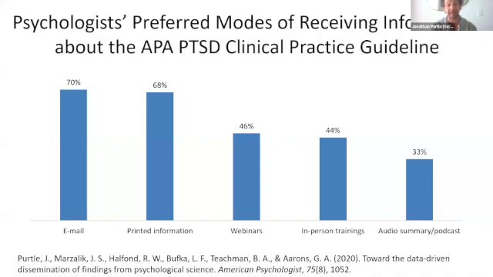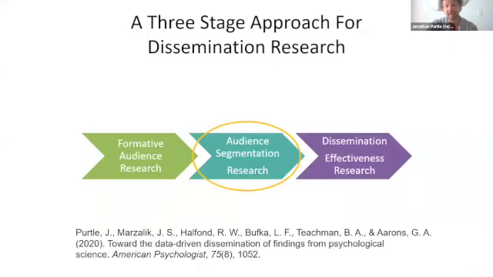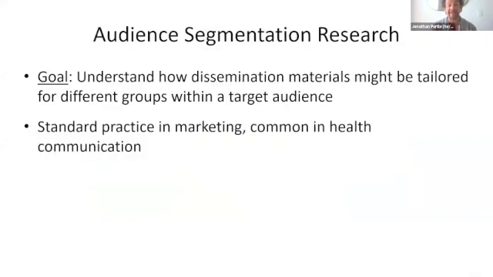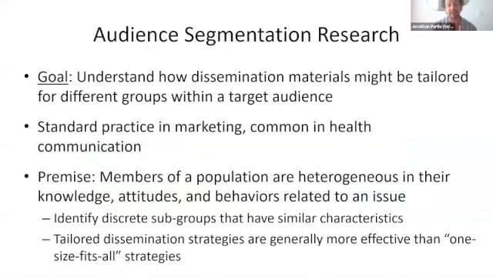And you just see this breakout, again, information that may inform dissemination activities. So audience segmentation research. This is very standard practice in marketing and advertising and in health communication. The general premise being, there's this population you want to disseminate to about something, and there's probably a good bit of heterogeneity in that larger population in terms of knowledge and attitudes related to that thing you're disseminating about.